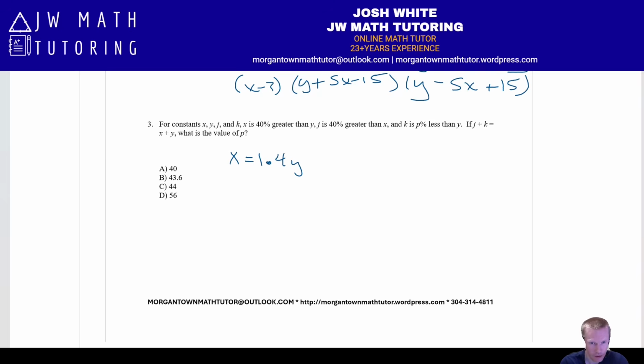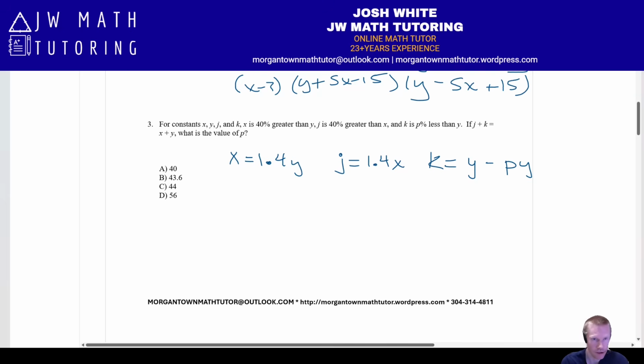J is 40% greater than x, so you can set up a similar thing where j is equal to 1.4 times x. K is p% less than y. So for this one, really what you're saying is you have y, you take away p% of y. So this now can be factored. Essentially, you just pull the y out front, and I'm going to turn it into y times 1 minus p.